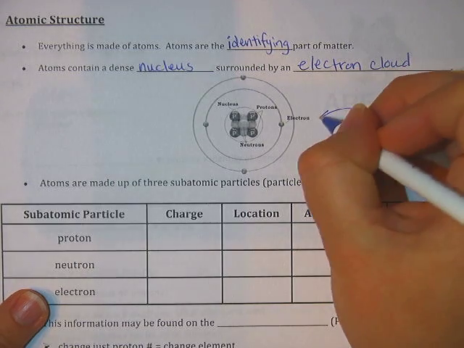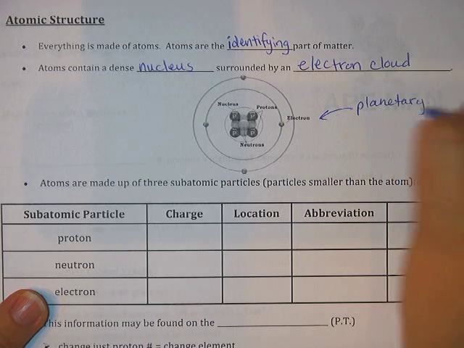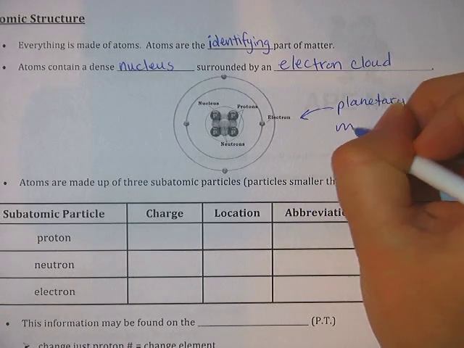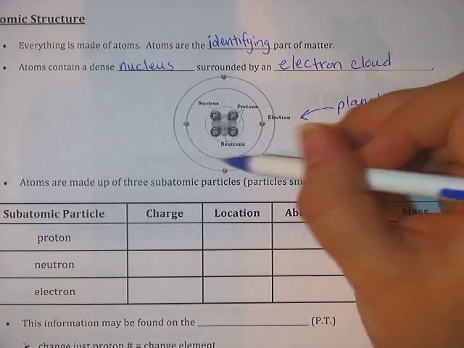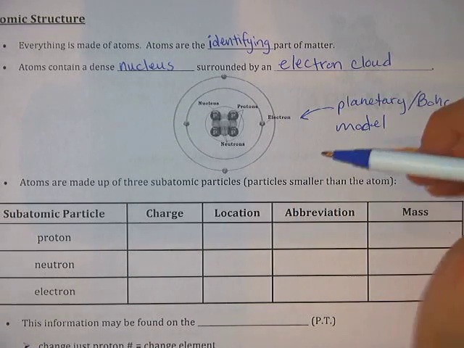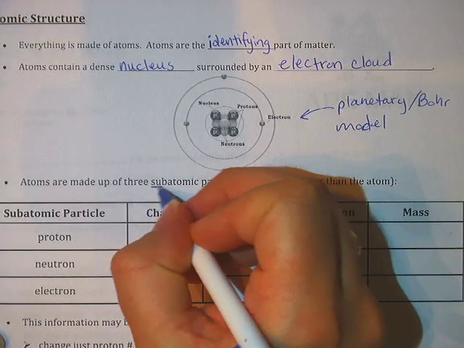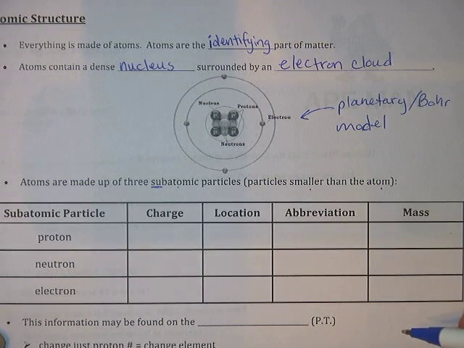So here is a planetary or Bohr model showing that. And again, as we move through the year, we're going to find that atoms don't really orbit the nucleus the exact same way that planets orbit the sun. But for now, we're going to kind of pretend that they do. Atoms are made up of 3 subatomic particles. Subatomic meaning smaller than the atom.